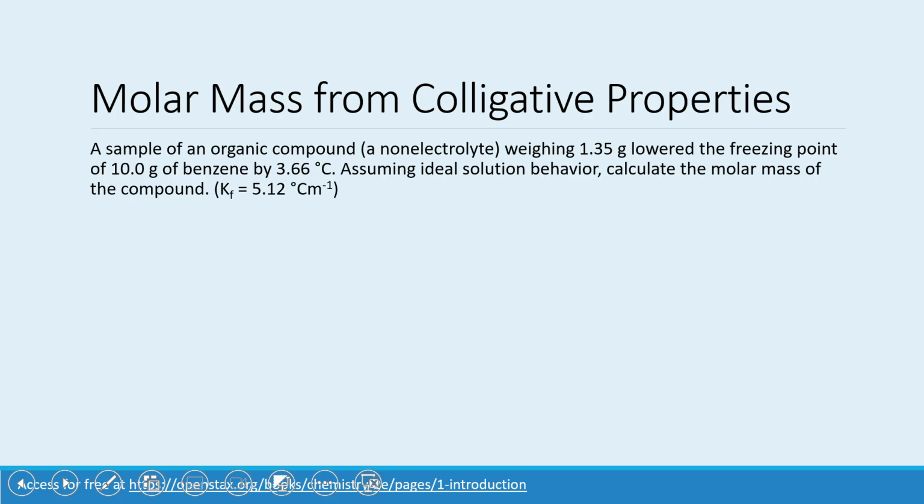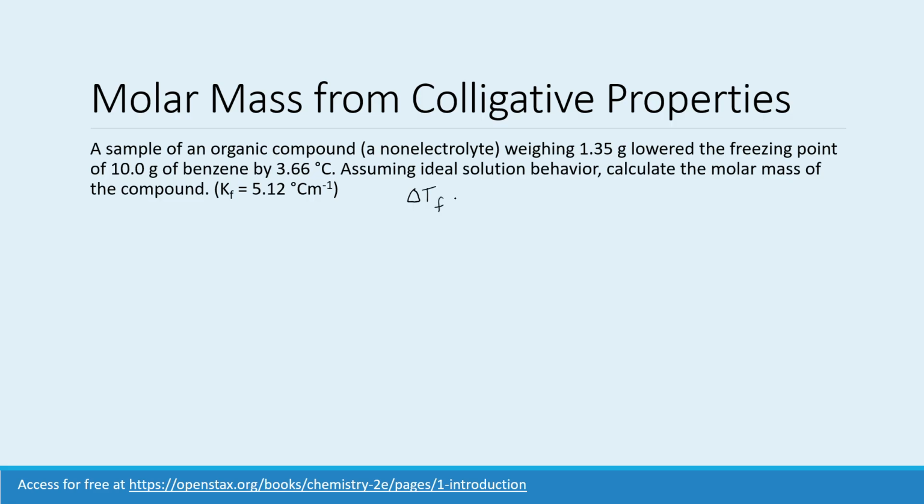So we have a sample of an organic compound. It's a non-electrolyte, and we'll see why that's important near the end of the video. But we have an organic compound that weighs 1.35 grams, and it lowers the freezing point by 3.66 degrees Celsius. Assuming ideal solution behavior, we're going to calculate the molar mass of that compound, and of course they give us the K value here.